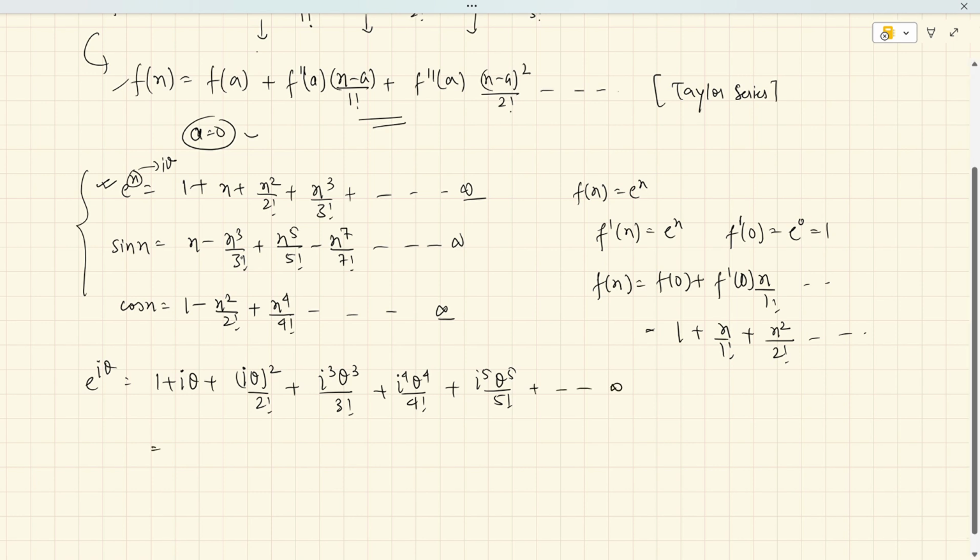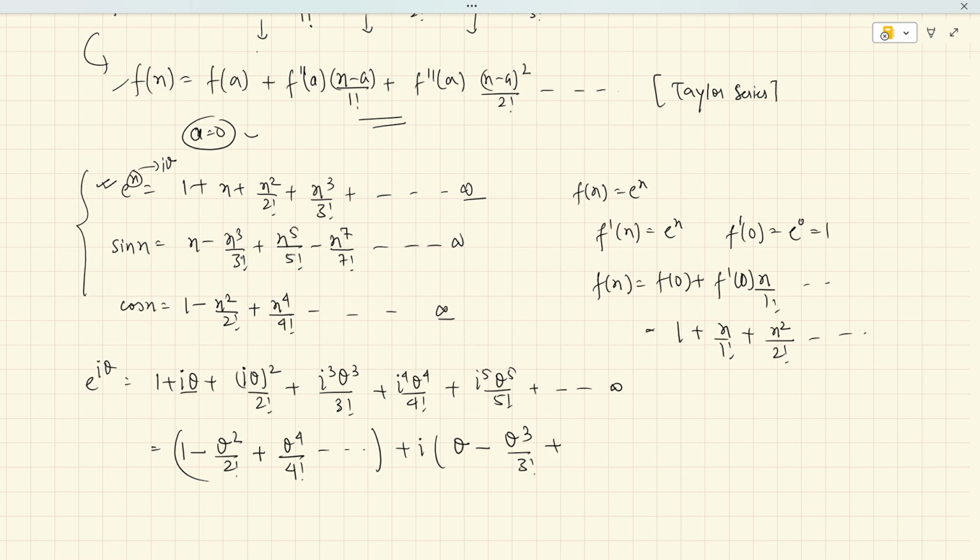Now we will isolate the real part on one side and the imaginary part on the other side. So we get 1 minus theta square divided by 2 factorial, because i square turns out to be minus 1, plus theta to the power 4 divided by 4 factorial and so on, plus i times theta minus theta cube divided by 3 factorial plus theta to the power 5 divided by 5 factorial and so on, till infinity.